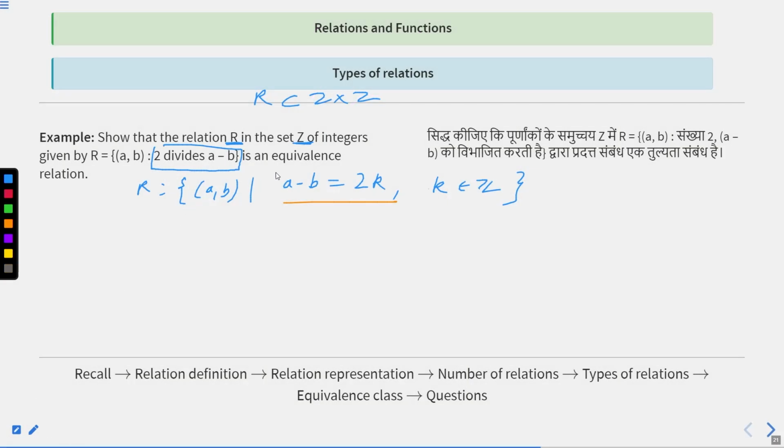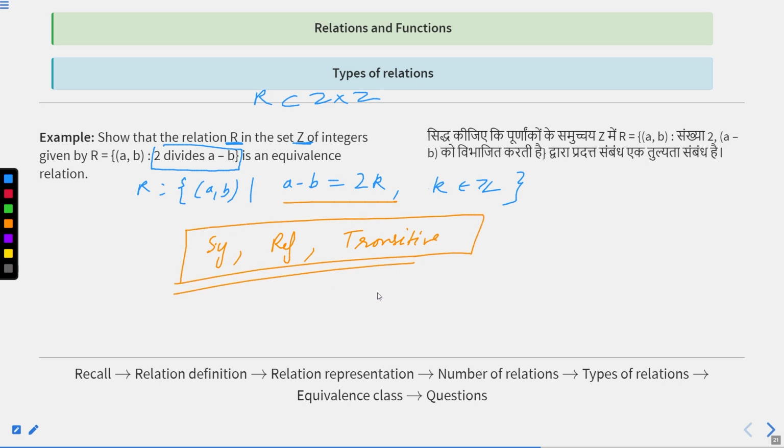So we have shown that it is symmetric, it is reflexive, and it is transitive. So what does this mean? This means that my given relation is an equivalence relation. I hope that you understood everything.